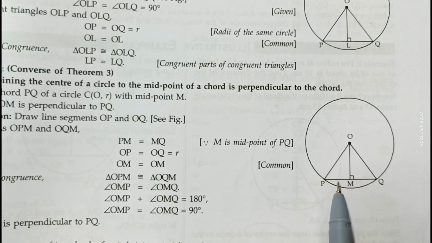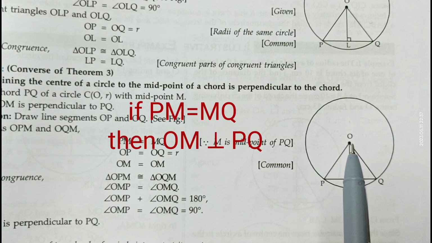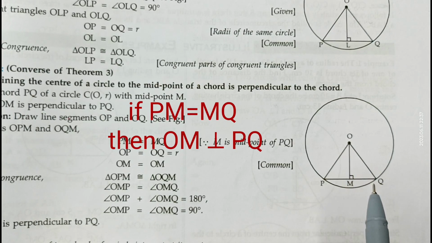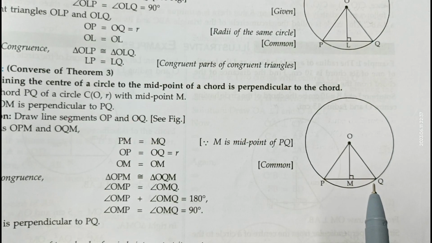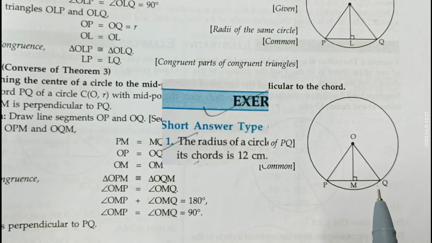Conversely, we can say the line joining the center of a circle to the midpoint of a chord is perpendicular to the chord. Here PQ is a chord and suppose M is the midpoint. Then if I join O to M, this line will be perpendicular to PQ. So in other words, if PM equals MQ, then OM is perpendicular to PQ. With this knowledge, now we can start the sums of 10A.